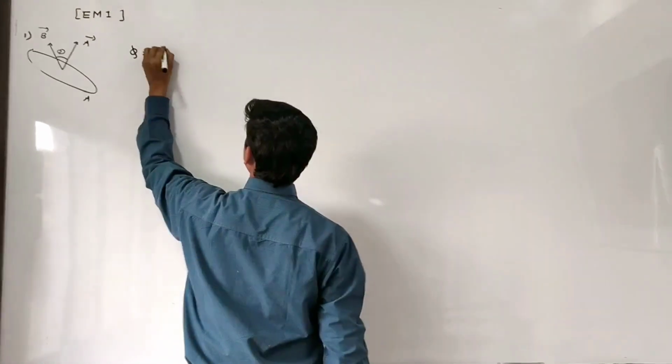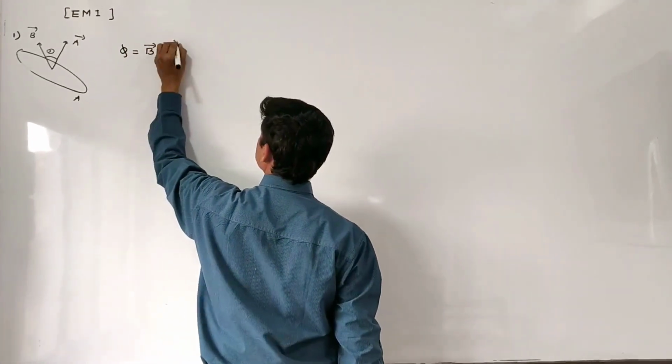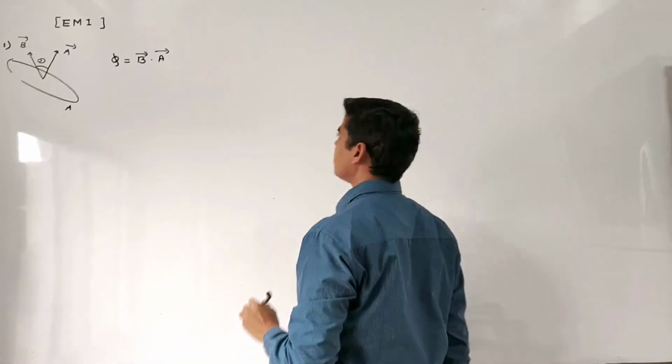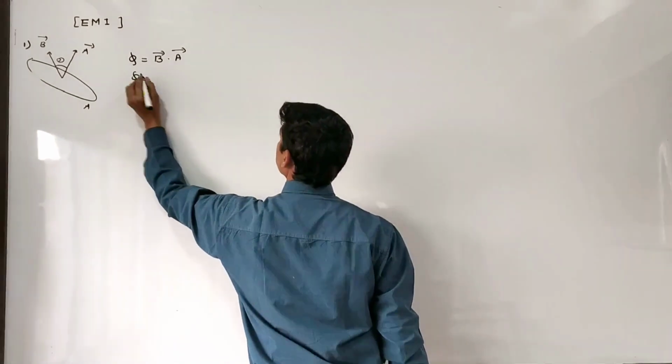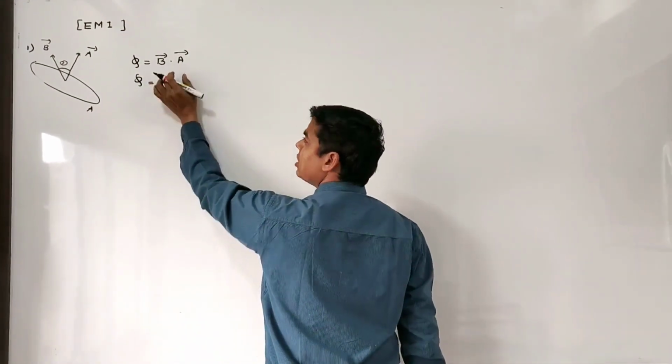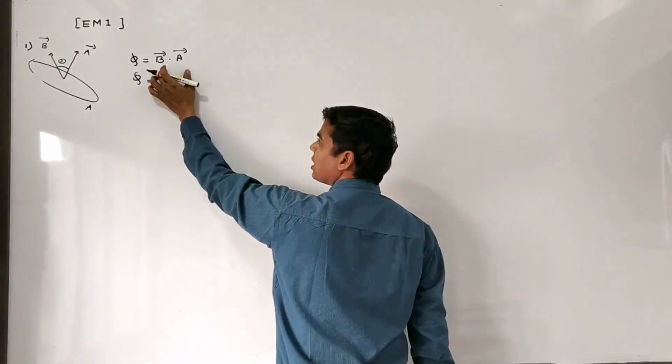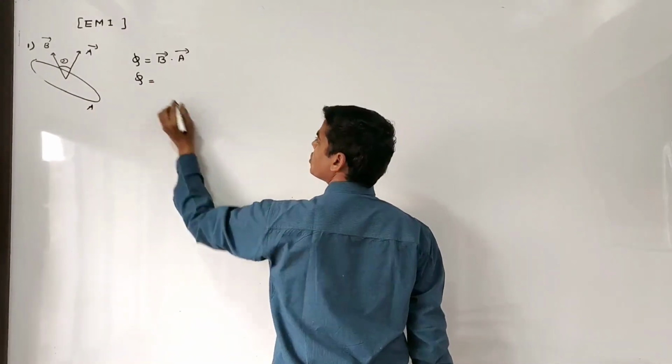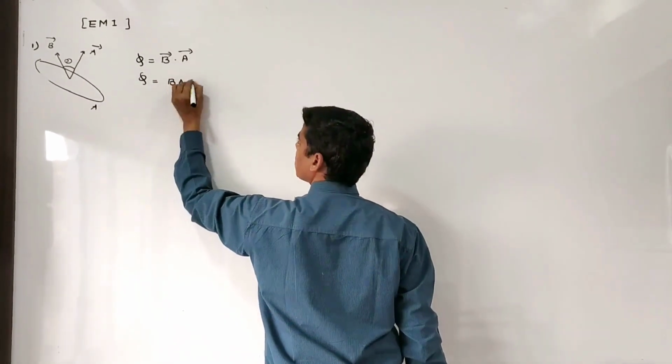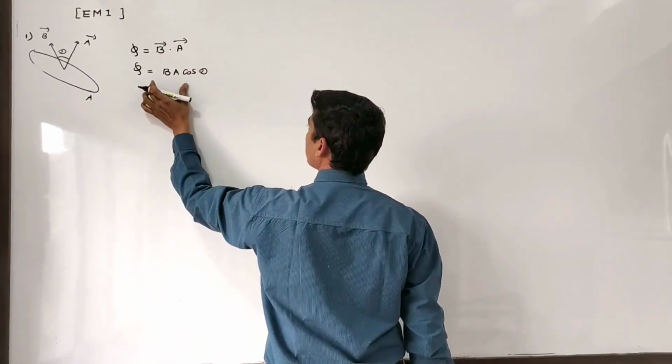is the dot product of magnetic induction and area vector. This is first important formula in this chapter. So phi is equal to, by definition of dot product, the product of magnitude of two vectors multiplied by cosine of angle between them. So BA cos theta. This is for one turn.